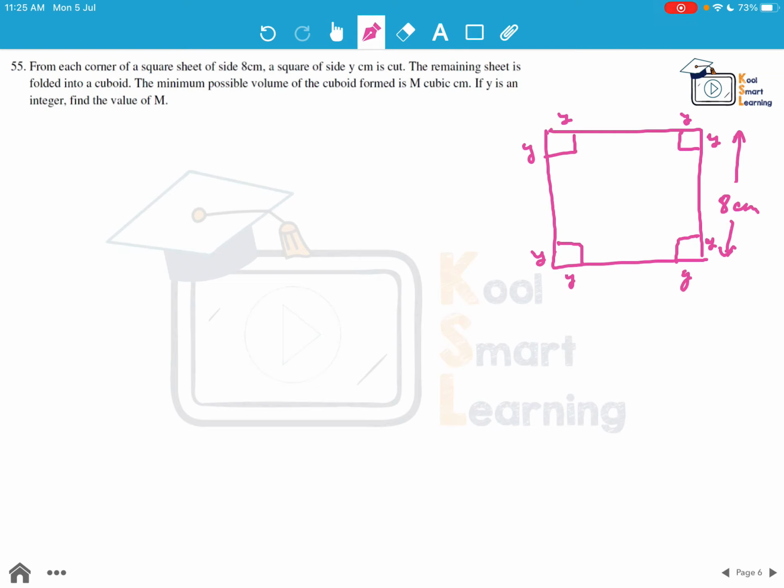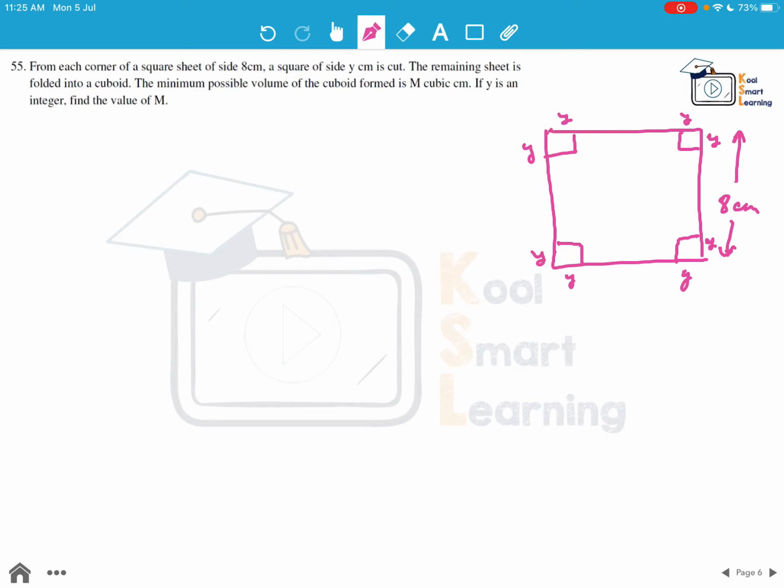The remaining sheet is folded into a cuboid. The maximum possible volume of the cuboid formed is m. The minimum possible volume of the cuboid formed is m cubic centimeter. If y is an integer, then find the value of m.